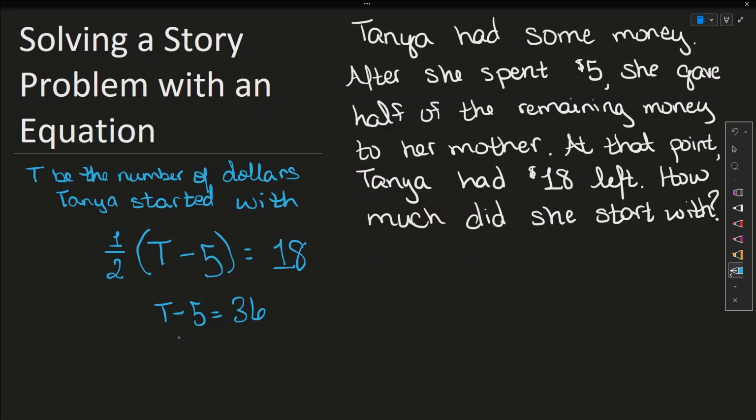Now, what number can we subtract 5 from to get 36? And the answer is 41. 41 minus 5 is 36. So Tanya had $41 at first.